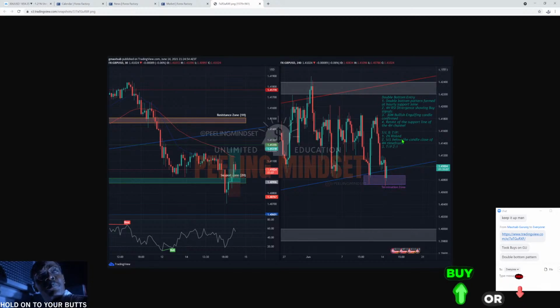2% risk, stop loss below the closing candle of the 4-hour time frame. And this is the 4-hour TP, 2:1. Okay, so where is the entry? Entry. He says: I just look at RSI for confirmation. Okay, yeah.